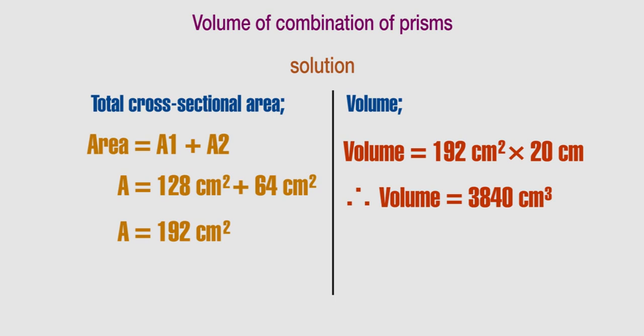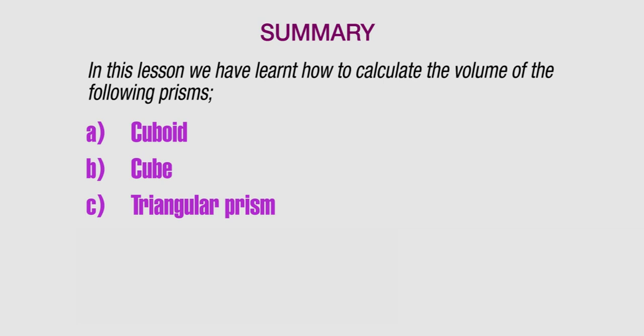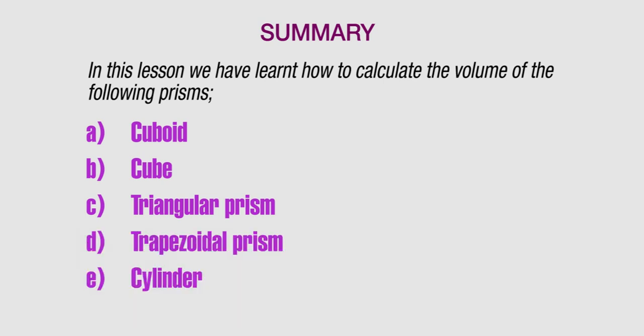In this lesson, we have learned how to calculate the volume of the following prisms: a cuboid, a cube, a triangular prism, trapezoidal prism, and a cylinder. This brings us to the end of our discussions on volume of prism. In our next lesson, we shall learn about the cone.